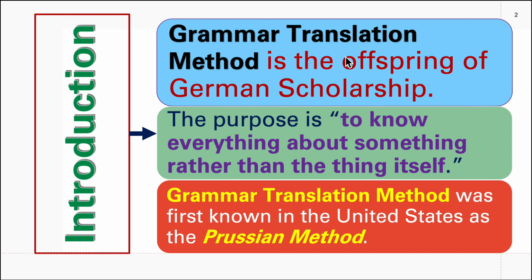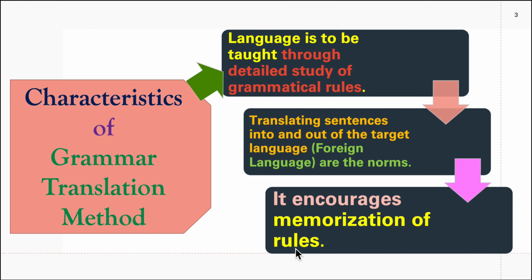Introduction. Grammar Translation Method is the offspring of German scholarship. The purpose is to know everything about something rather than the thing itself. Grammar Translation Method was first known in the United States as the Prussian Method. We move on to the next. Characteristics of grammar translation method.